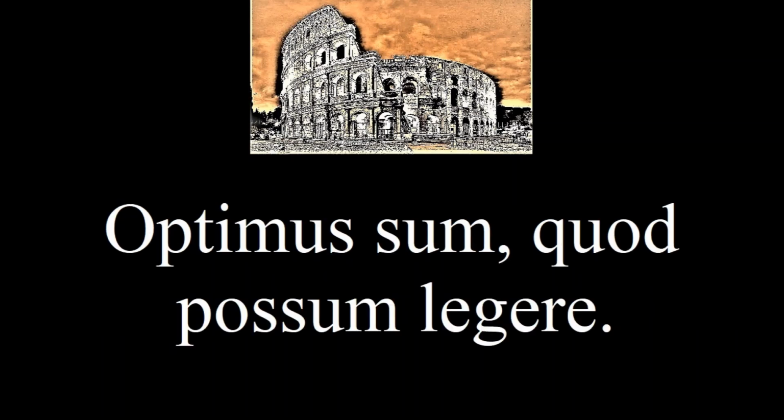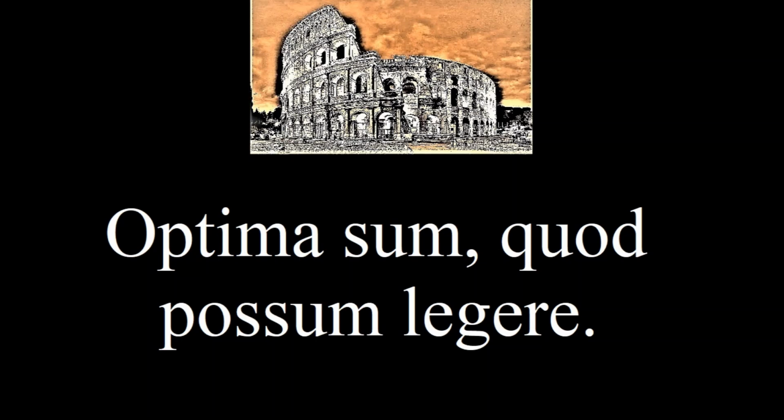Can you figure out the meaning of the next sentence? Optimus sum, quod possum legere. I am the best because I can read. Optimal is obviously related to Optimus. We just have to remove the al and add the Latin endings to use this word. How would you say this sentence if you're a woman? Optimus sum, quod possum legere.